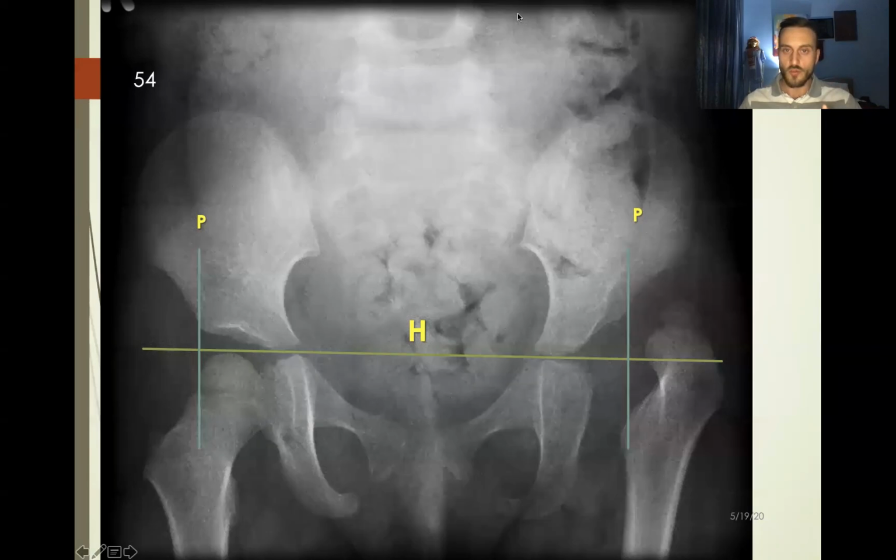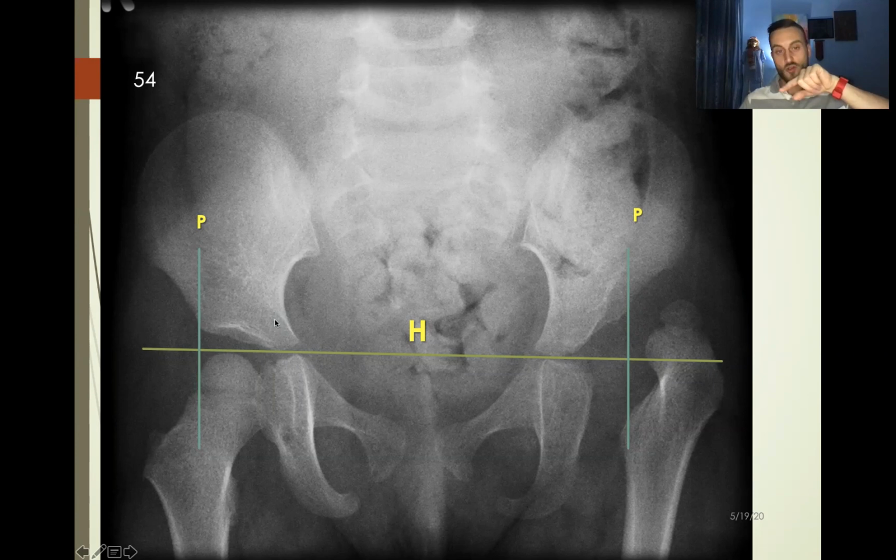When you want to draw the acetabular index, you already have the first point, which is where the acetabulum crosses the H line. This is the H line, this is the acetabulum, and they cross here. So this is the first point: the H line crossing the acetabulum.